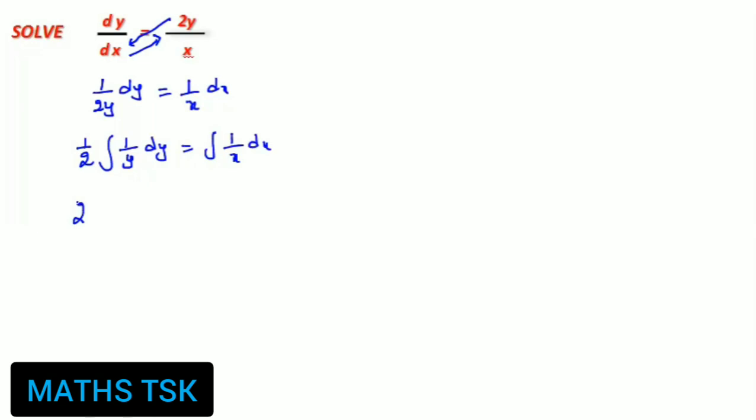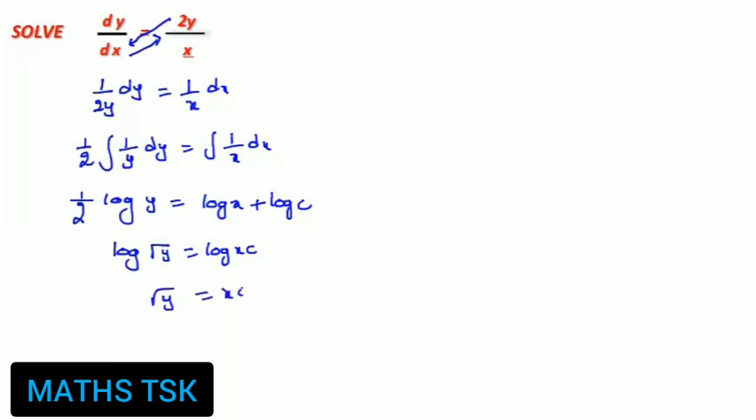There is 1 by 2 into log y is equal to log x plus log c. There is log of root y is equal to log of xc. So I can write it as root y is equal to xc, or else y is equal to x square into c square, or if you want to send c square to that side, 1 by c square can be written as k, so x square is equal to ky, in the form of a parabola. I represented it in the form of a parabola.